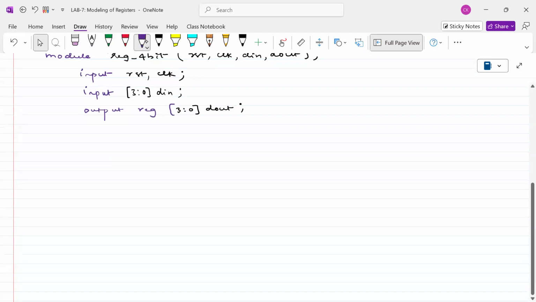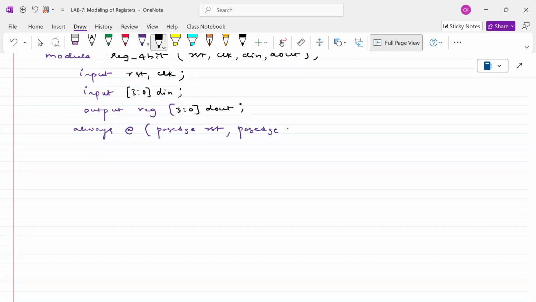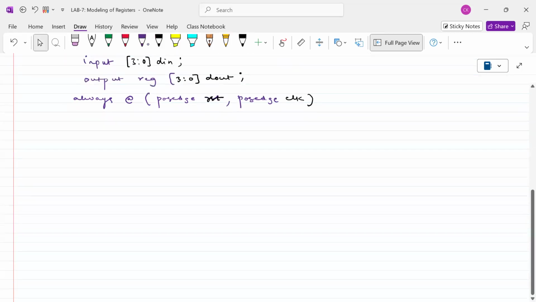Right. Next, what is the question? What do we have to write? Which statement do I have to write? Always, always at the rate of. So the output is changed on positive edge of reset, comma, positive edge of clock. Positive edge of reset and positive edge of clock. Okay. Next, what if this is the case? What has to happen? Let's start begin.